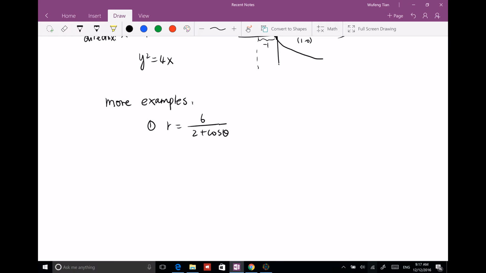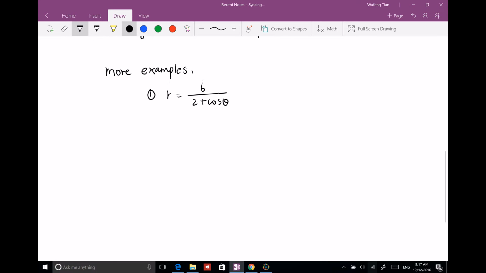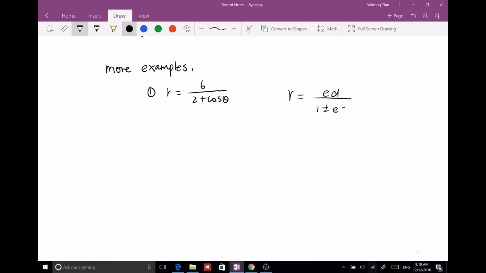Okay, I think if you are done, you should be done right now. So what is my first step? Can anyone tell me? Divide both the top and the bottom by 2, because my equation is ed over 1 plus or minus e cosine theta, or minus e sine theta. This is not 1, this is the standard equation, so I divide everything by 2.